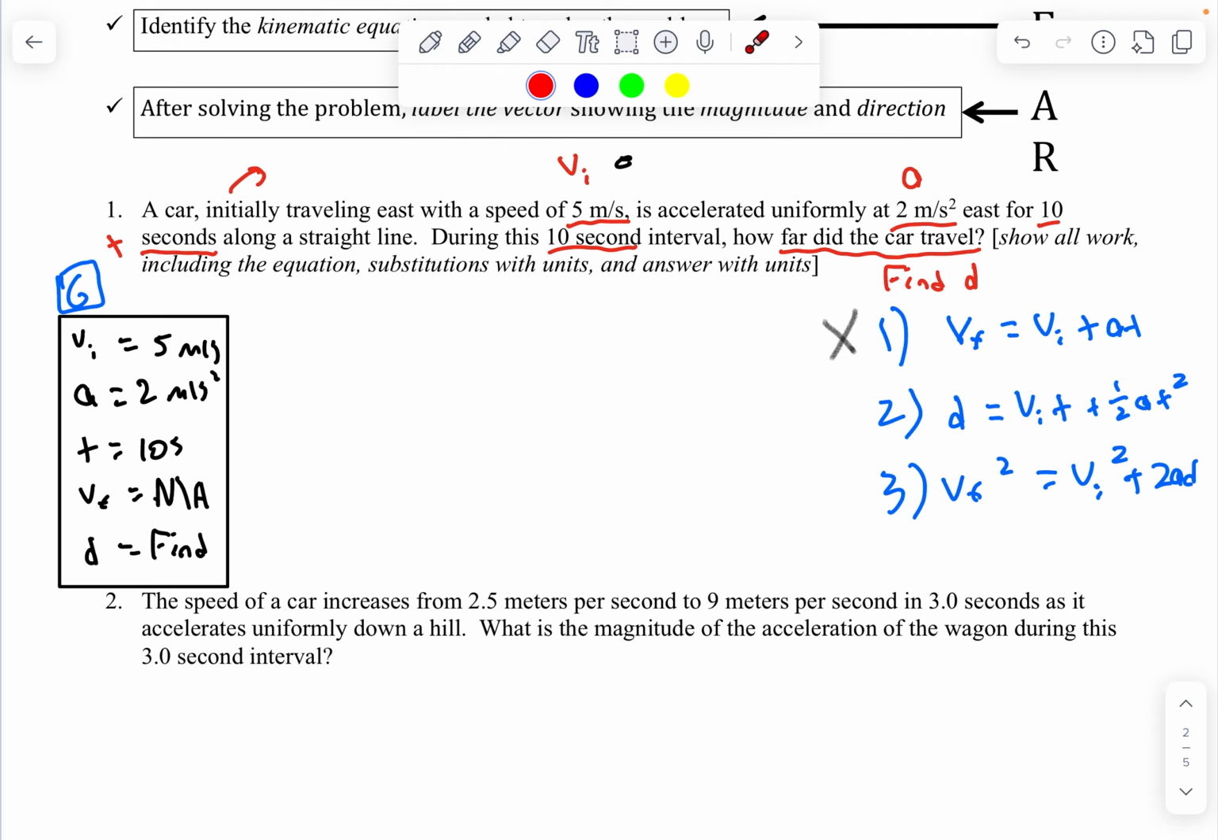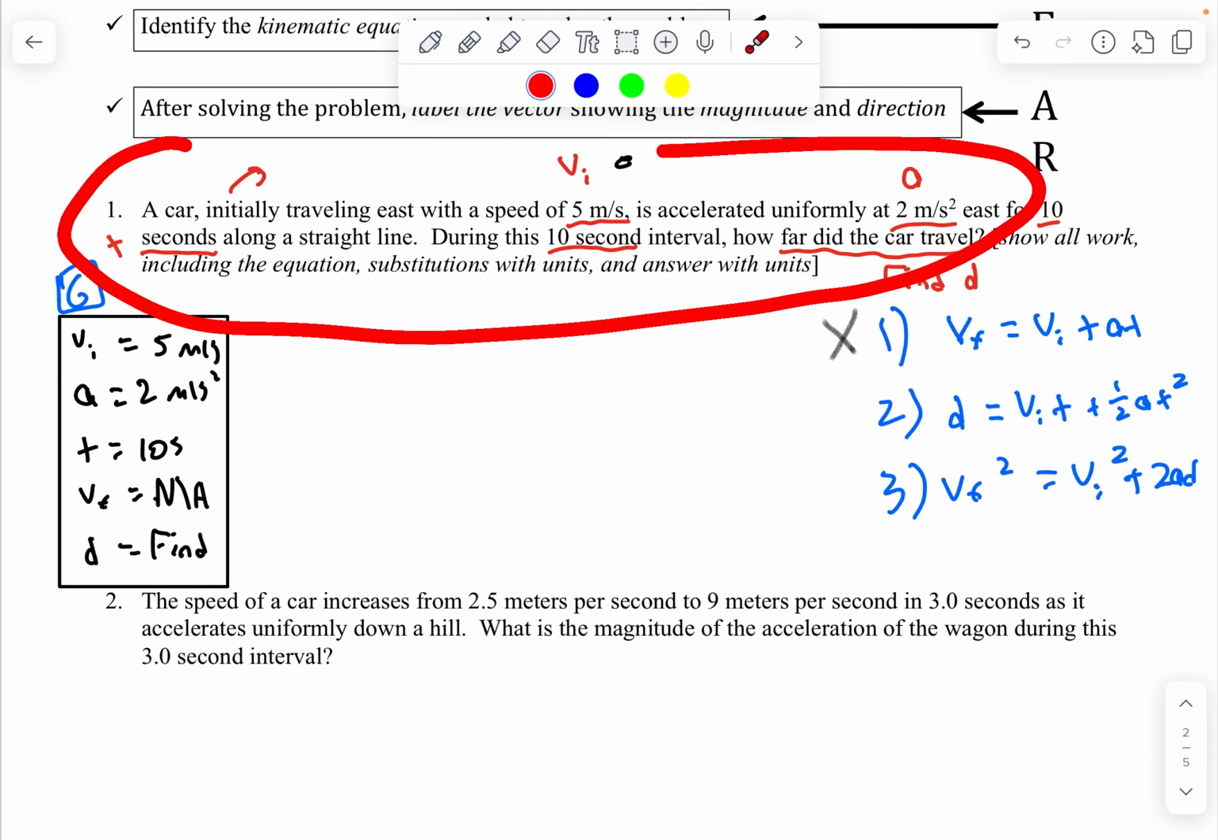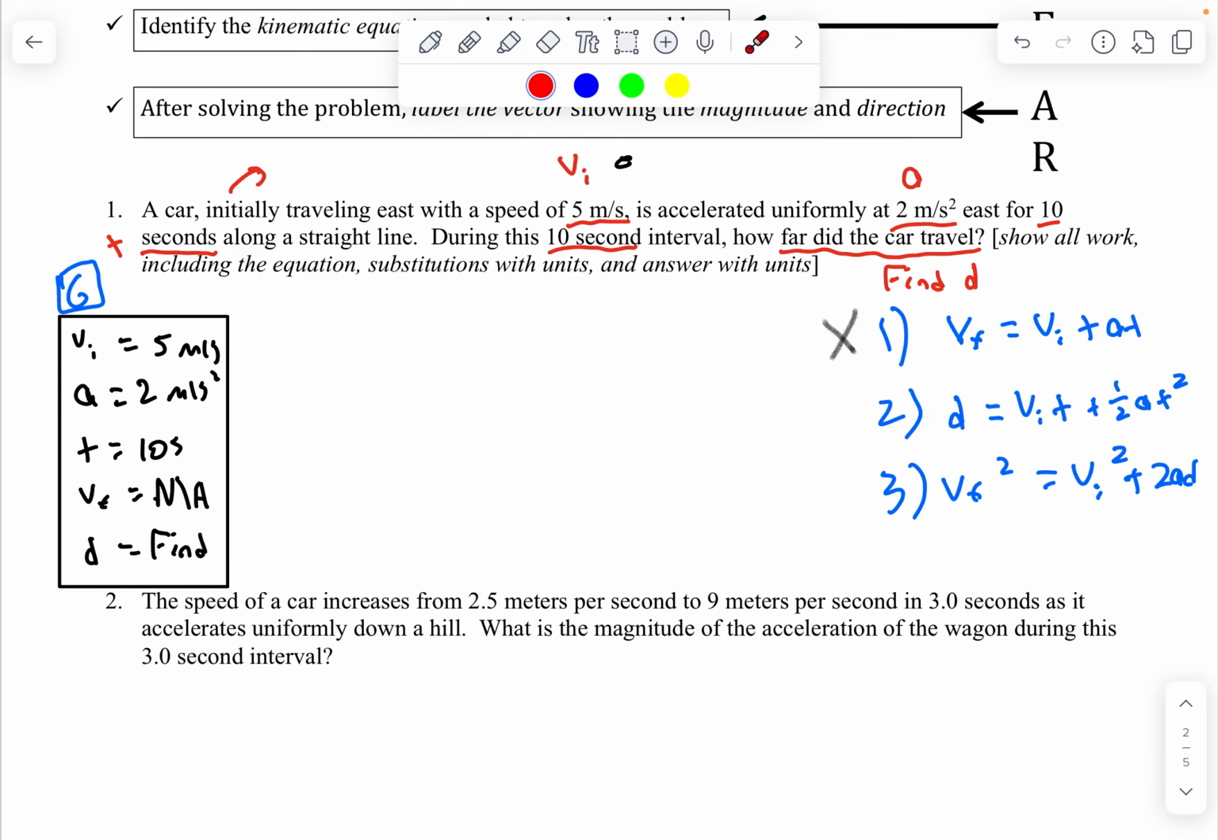Now, the second one does have displacement, so we could maybe use that one. The third one also has displacement. So how do we differentiate those two? Well, we don't know what the final velocity is. We're not given anything about it. If you look right here, that's final velocity, and our question gives us nothing about it. So we don't want to use the equation that includes final velocity either. Which of these two equations does not include final velocity? This one. That's how we know we're going to use this one, because it includes what we're trying to find, and it doesn't include what we don't know.